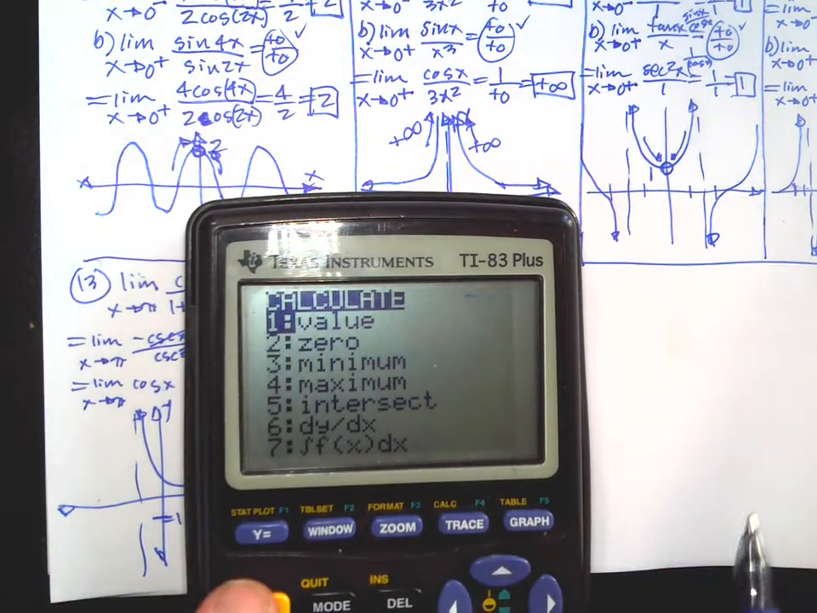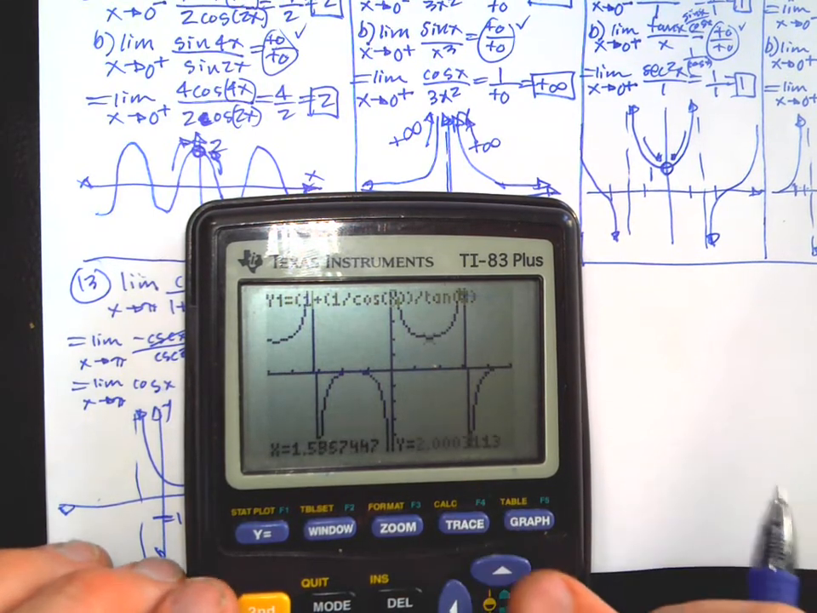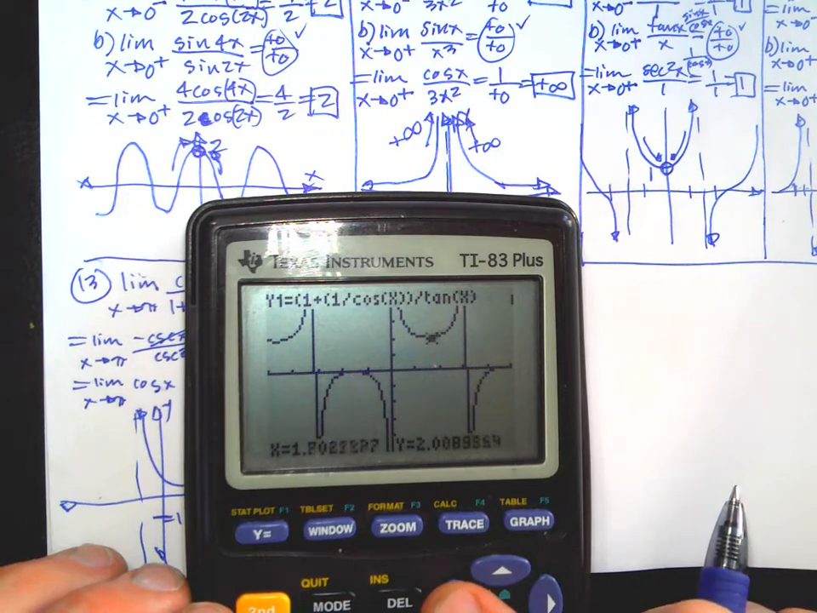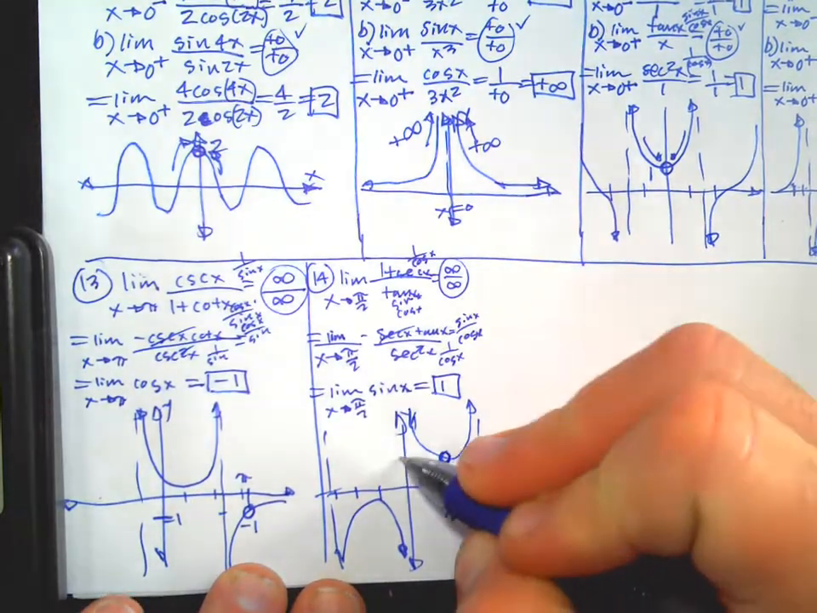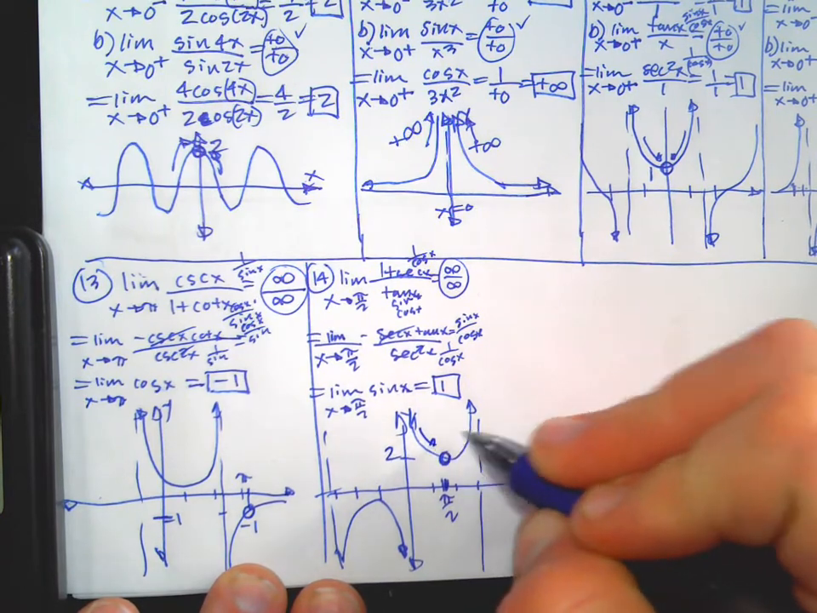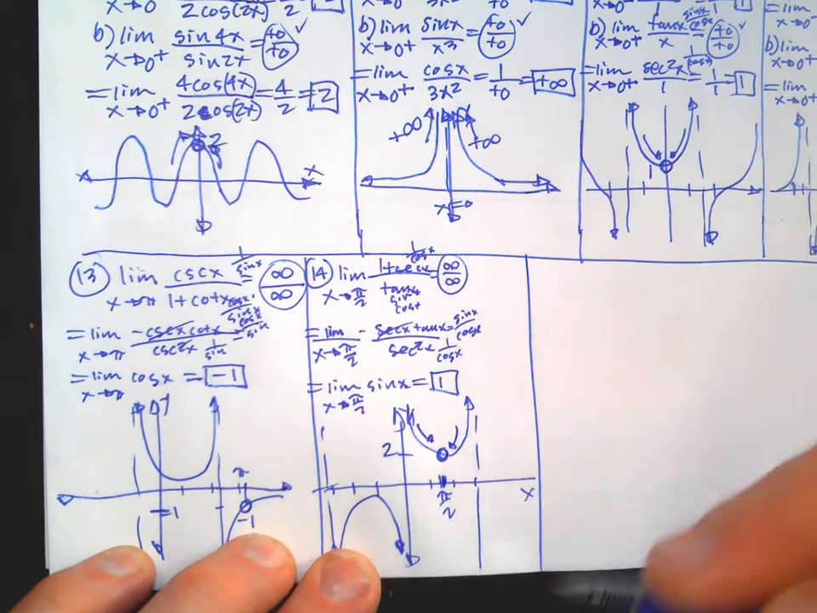As we approach pi over 2, right around there, well, we could just try this first. Pi over 2, nothing. There's a hole. Trace. Looks like it's going towards 2, right? So there's a hole, and it's going towards 2 from both sides, so it should be 2. 15.